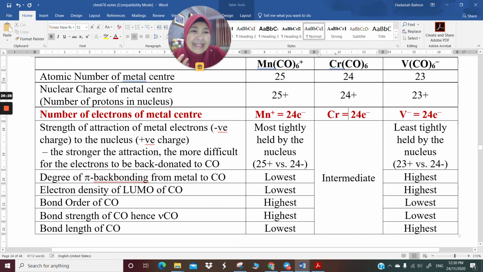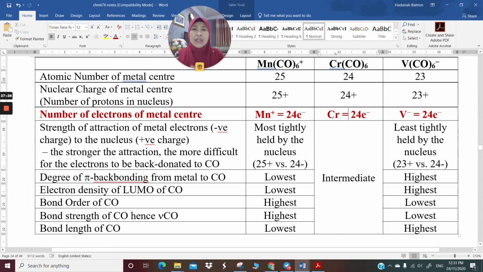You're going to see that the attraction between the nucleus and the electrons here is slightly less than that in here. So for the strength of attraction of metal electrons to the nucleus, for manganese it is most tightly held by the nucleus, 25 plus versus 24 minus. And for the vanadium, the electrons are least tightly held by the nucleus, 23 plus in the nucleus and 24 minus electrons on the outside. So not held very tightly at all. This is very, very tightly held in the manganese. In the vanadium it is a bit loose, but the chromium is intermediate.